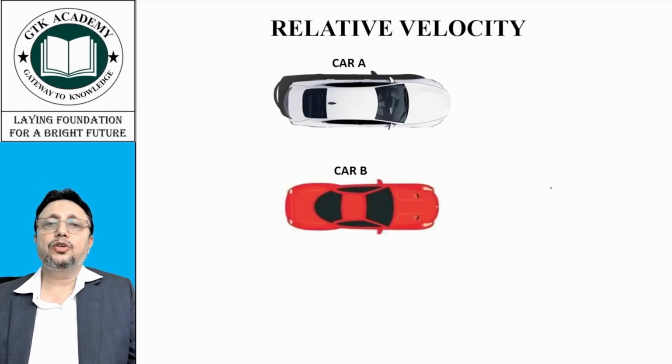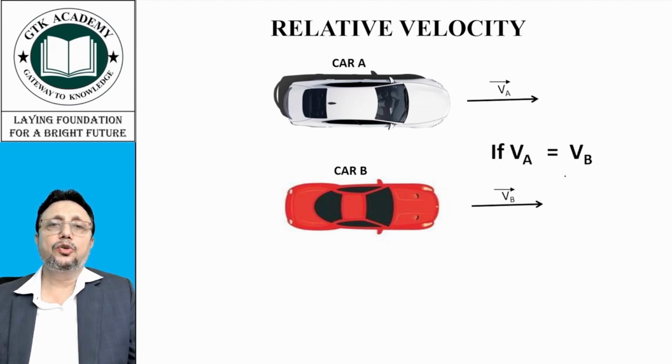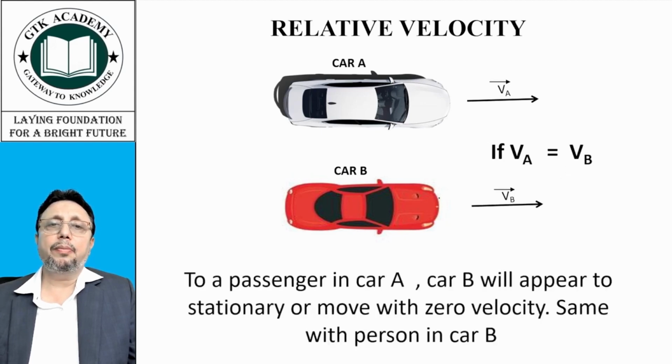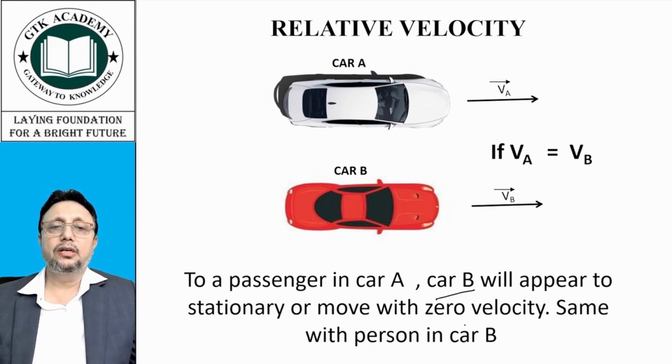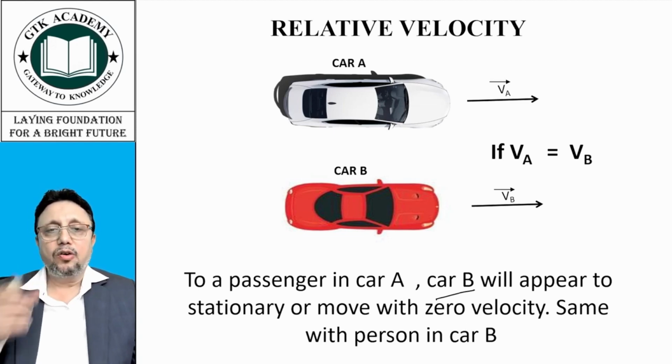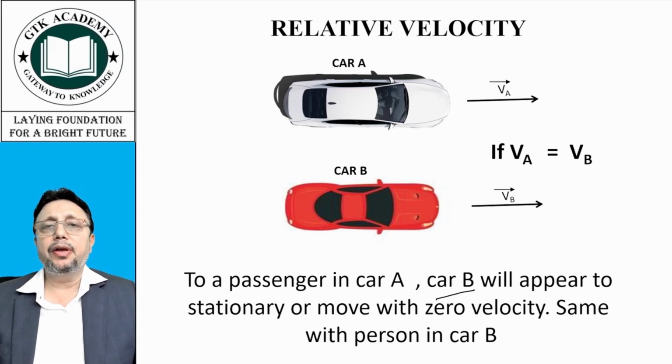Now if there are two cars, car A and car B, and they are moving with speeds VA and VB in the same direction, if VA is equal to VB, then to a passenger in car A, car B will appear to be stationary or move with, say, zero velocity. Similarly, for a person in car B, the same thing.